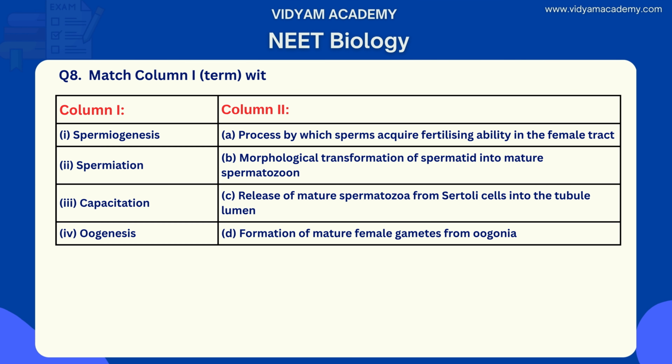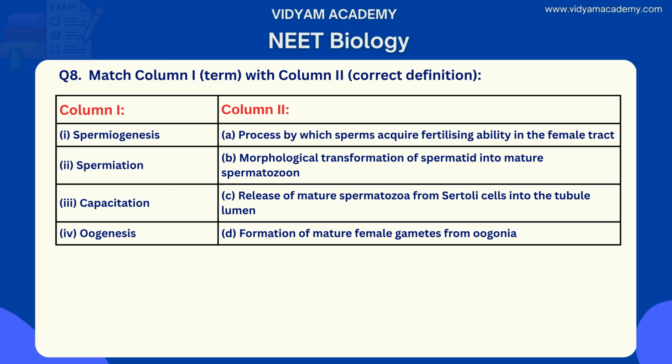Next, let's move to question number 8. So here, match the following column 1 and column 2. One side we have terms and the other side is the correct definition. So option 1 here, spermatogenesis. So here the correct definition is the process by which sperms acquire fertilizing ability in the female tract. Option 2 here, spermiation. So here option B is the morphological transformation of spermatid into a mature spermatozoan.